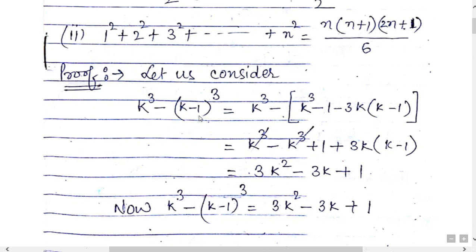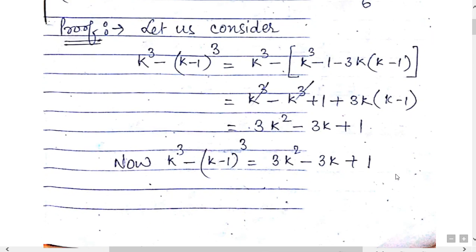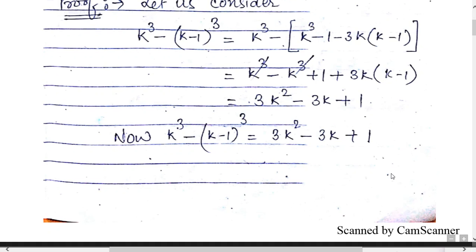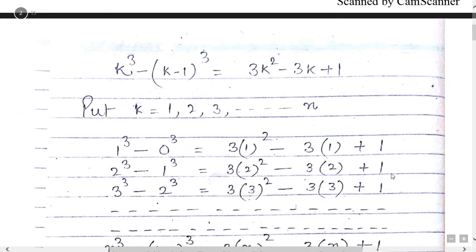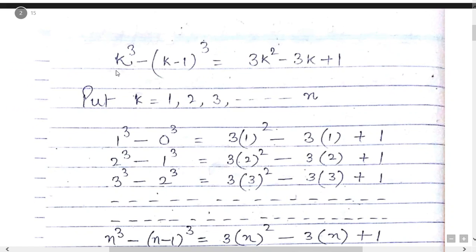Now open the cube of (a minus b) whole cube formula: a cube minus b cube minus 3ab into (a minus b). Then open the bracket. You can find the value here, 3k square minus 3k plus 1. Now insert k equal to 1 to n in this equation and develop the equations up to n. The statement is k cube minus (k minus 1) whole cube is equal to 3k square minus 3k plus 1. Insert the value of k from 1 to n.